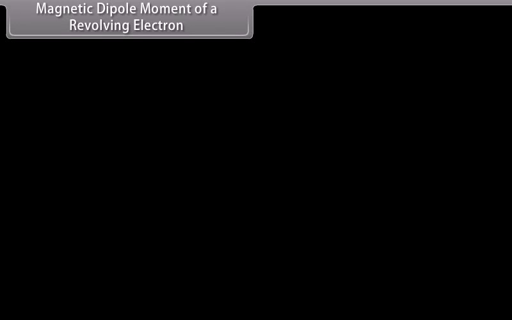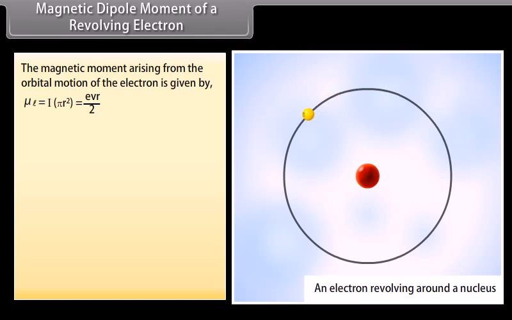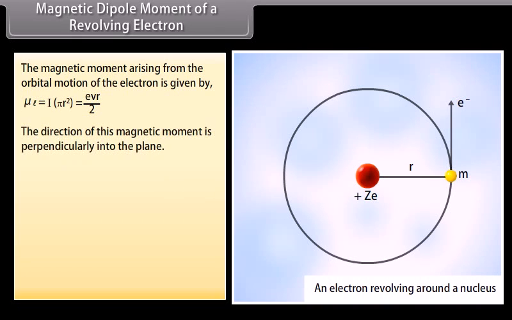Magnetic dipole moment of a revolving electron. The magnetic moment arising from the orbital motion of the electron is given by evr by 2. The direction of this magnetic moment is perpendicularly into the plane.